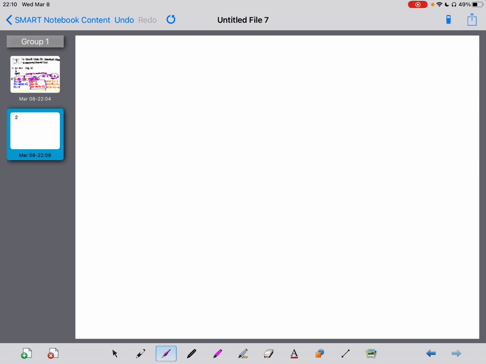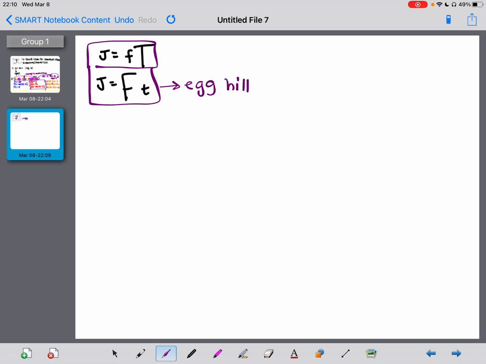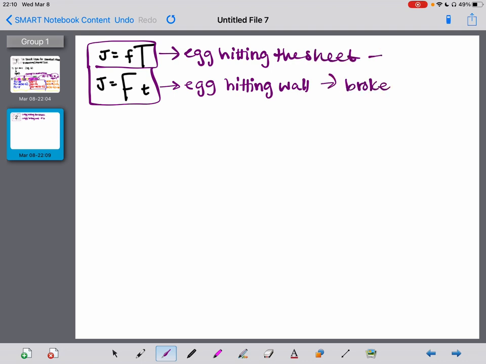Remember we also spoke about the relationship when you saw this in your notes. So small force, big t, and then we had J equals big force times little t. You watched this idea in a video. This was the egg hitting the wall, and this was the egg hitting the sheet. And we know that when the egg hit the wall, it broke. When it hit the sheet, it didn't break.